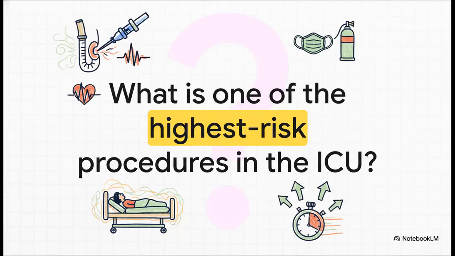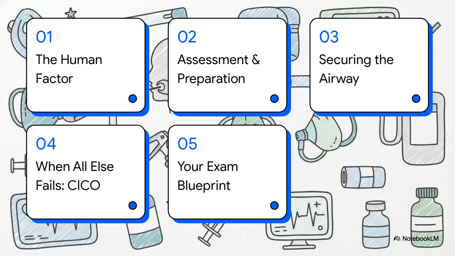So what's one of the highest risk things we do in the ICU? You guessed it, airway management. It's so much more than just putting a tube in. The environment's chaotic, the patient is often crashing, and the stakes couldn't be higher. Every single decision counts. Okay, let's dive in.